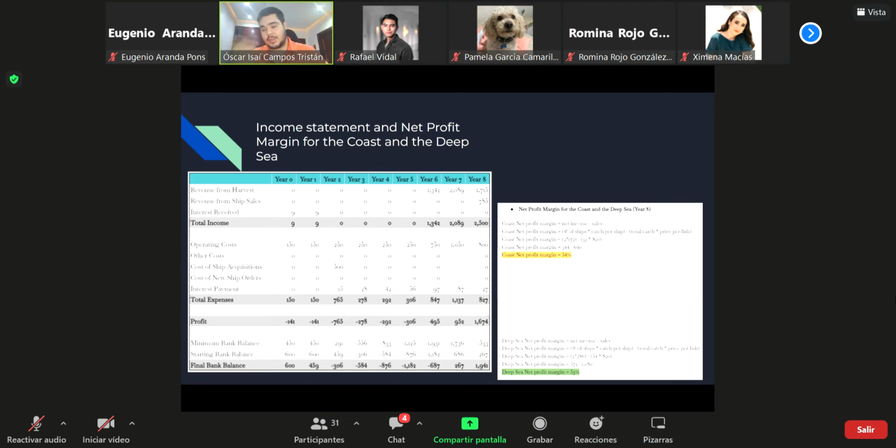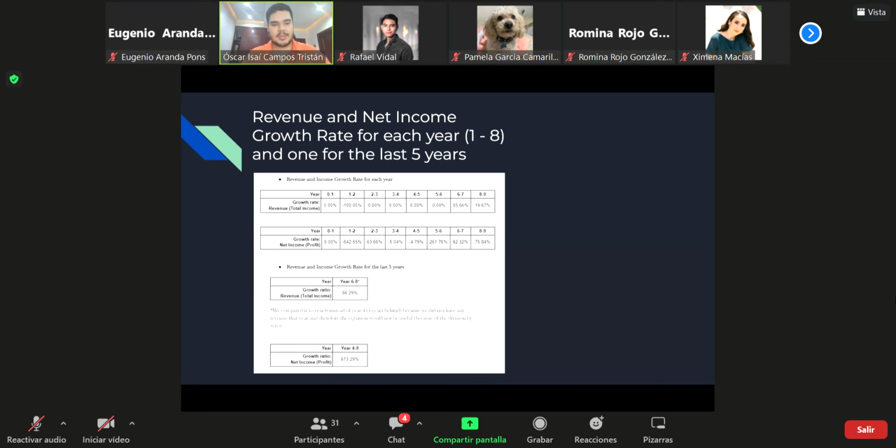On the other hand, we have the net profit margin for the coast and the deep sea. We actually can see that it is almost the same, with 54% in the coast and 53% in the deep sea. So this is actually going to help me a lot in the future to develop a strategy for my solution in this case.